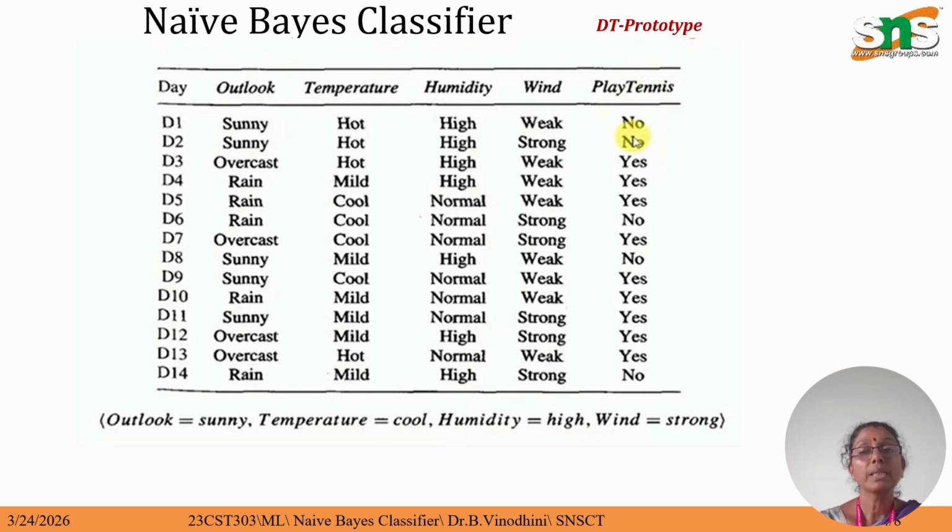Here we can see one example. We have the features outlook, temperature, humidity, and wind. Based on these four features, we have to find out whether tennis is played or not. Totally we have 14 data. Our input is: the outlook is sunny, temperature is cool, humidity is high, and the wind is strong. So what is the class label of this data? We have to classify this new input using the naive Bayes classifier.